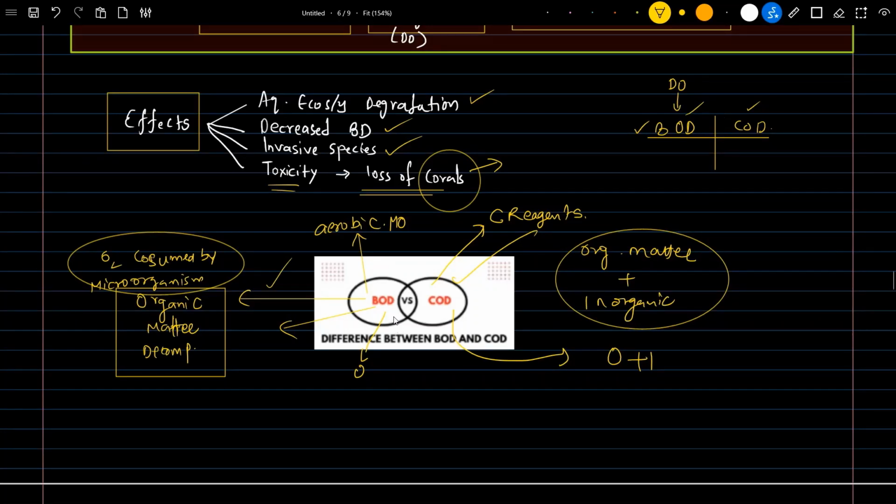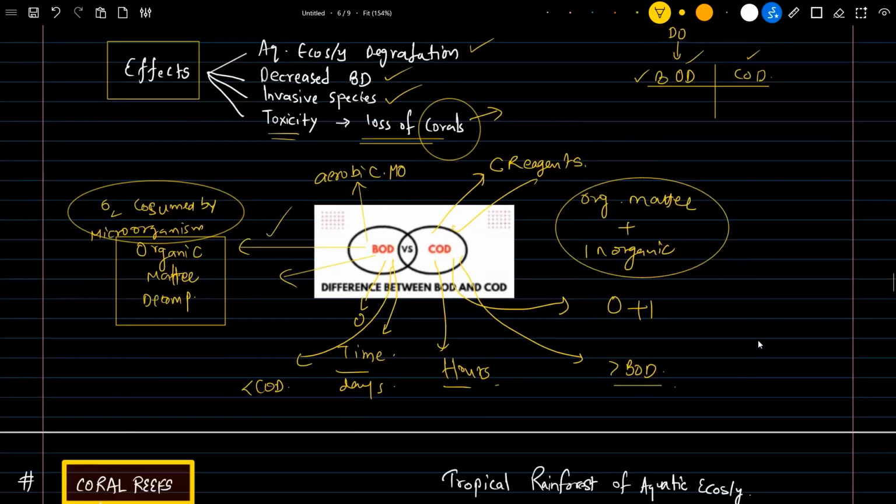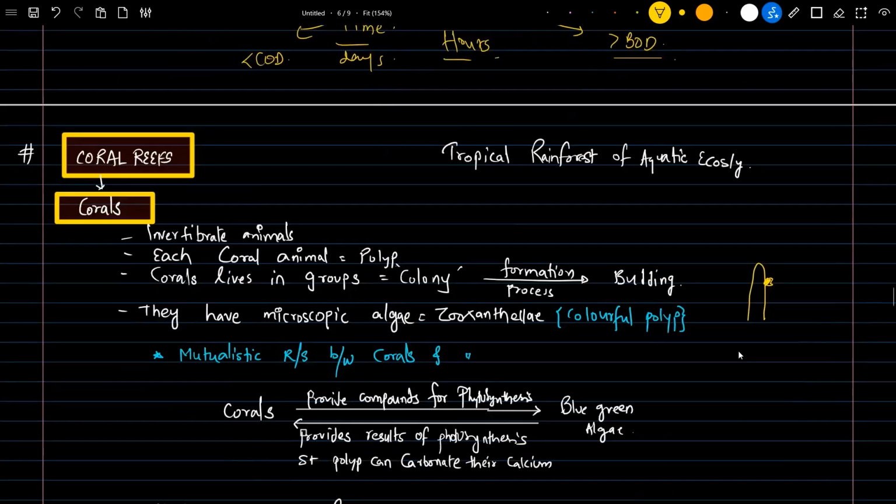Another parameter which differentiates BOD and COD is basically the time. BOD takes approximately a few days for the process, and COD takes only a few hours to complete. So we can say that the BOD value is lower than the COD value, and the COD value is more than the BOD value. So this is majorly about eutrophication and the difference between biological oxygen demand and chemical oxygen demand.